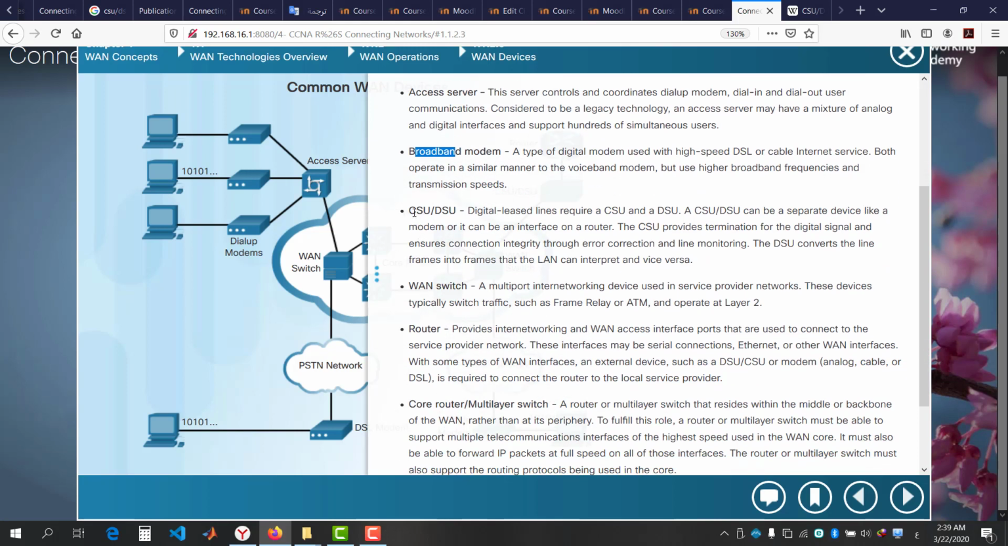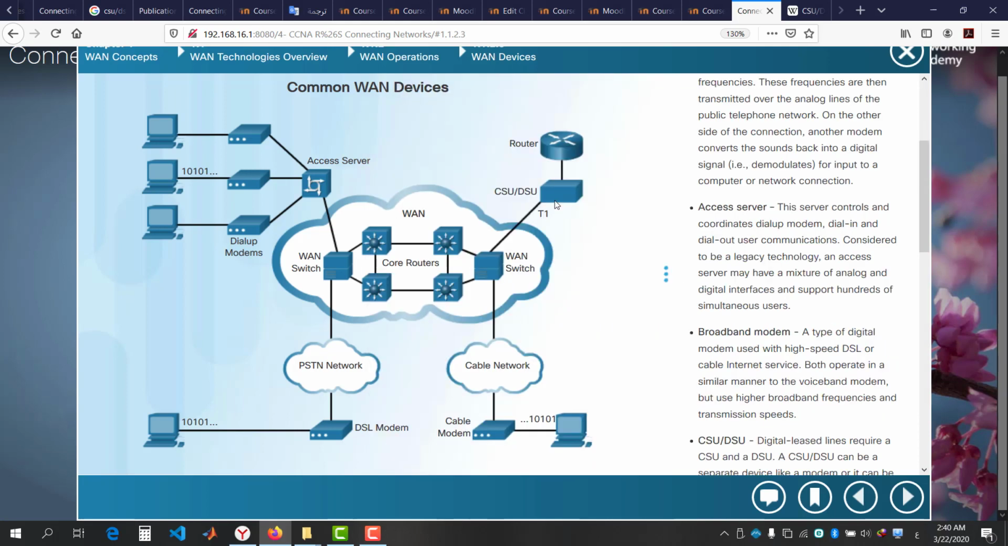What is the other device or the other technology? CSU/DSU, which stands for Channel Service Unit/Data Service Unit. So this device on the graph here, as you can see, communicates to T1. T1 is a leased line, if you remember from the previous lecture.